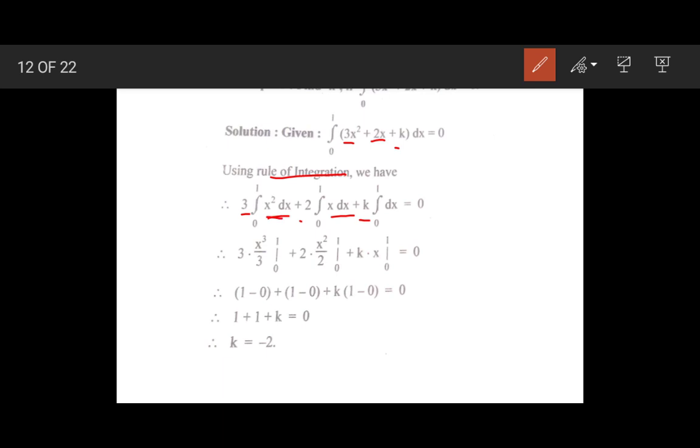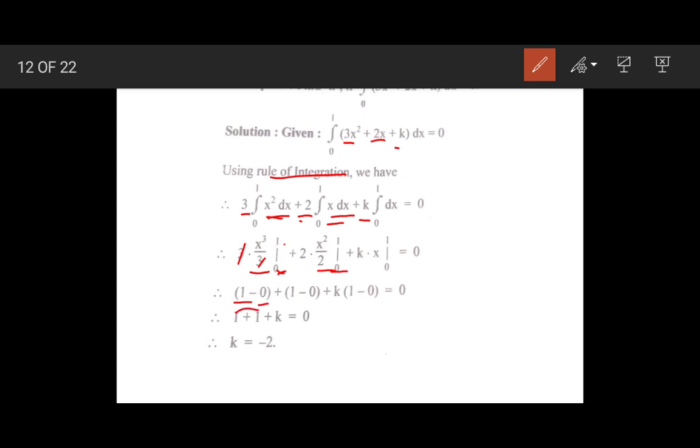So 3 times the integral of x square is x cube upon 3. Then the limit of integration 0 to 1, plus 2 times the integral of x is x square upon 2, with limit of integral 0 to 1, plus k, then the integral of 1 is x, so limit of integral 0 to 1. Okay, now 3 cancels, so x cube, then we have to put the limit of integral. So first we have to put the upper limit 1. Okay, so 1 cube is 1. Then minus the lower limit, which is 0.